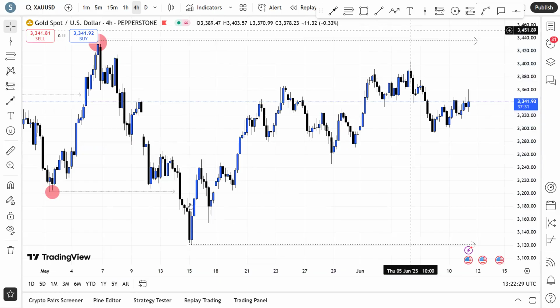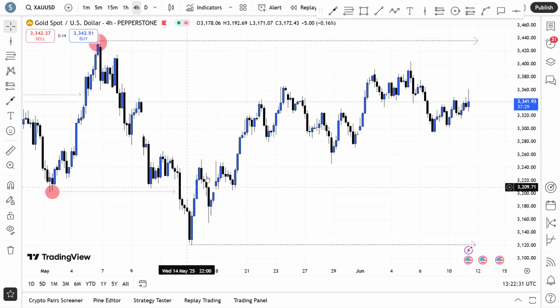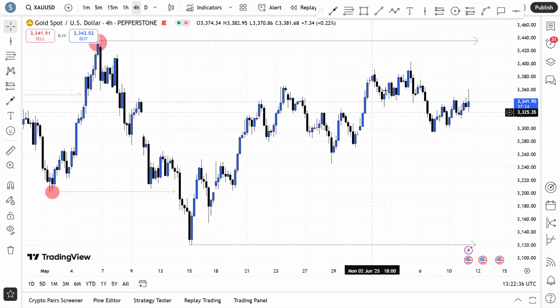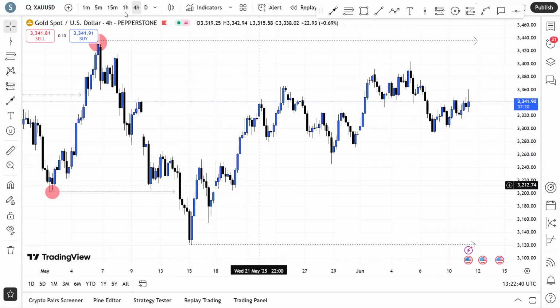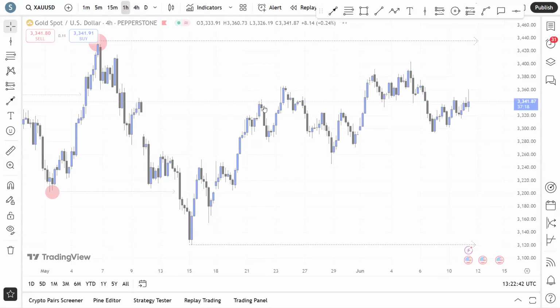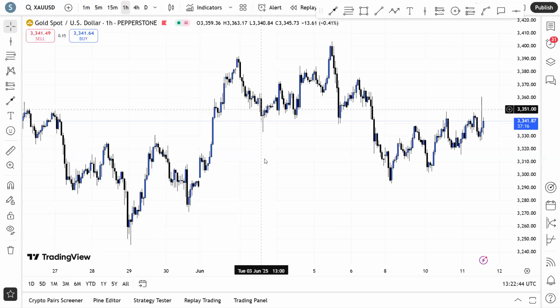So this is the first thing that you have to check before going into the market. So everything here is your internal liquidity. You see, so here you're not going to mark anything. That's where you're going to go to your 1 hour time frame and look for some points of interest.